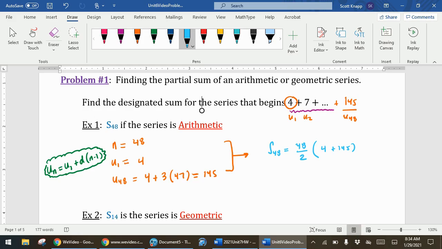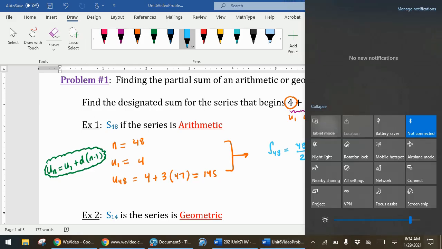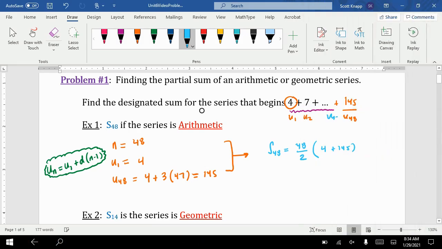And if you think about it, let me just write up here u sub 47. Sorry about that. U sub 47, if I go 3 before 145, is 142. 4 and 145 add up to 149. 7 and 142 add up to 149. So that's why this formula works, because it's really pairing up those terms, first and last, second and second to last, third and third to last, and we know how many pairs there are. So by multiplying this all together, we can find the total sum. Our answer here is 3,576. So that's if we're arithmetic.